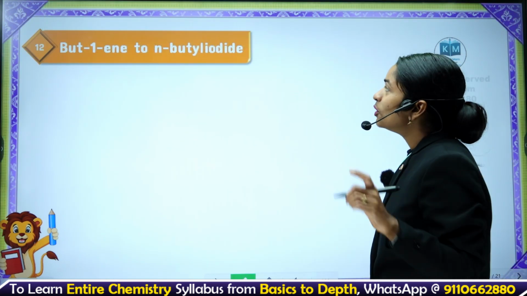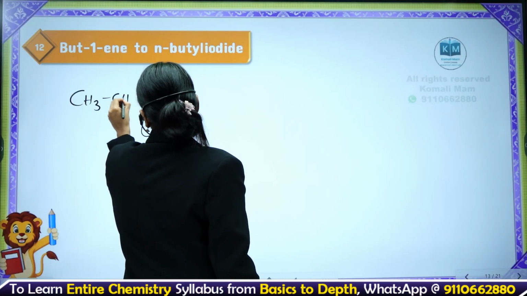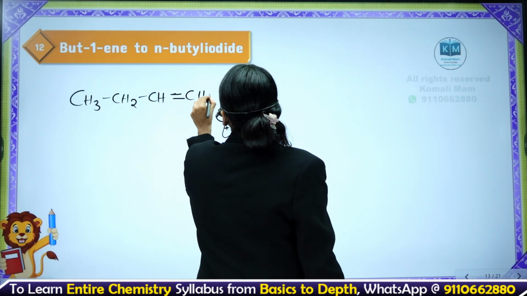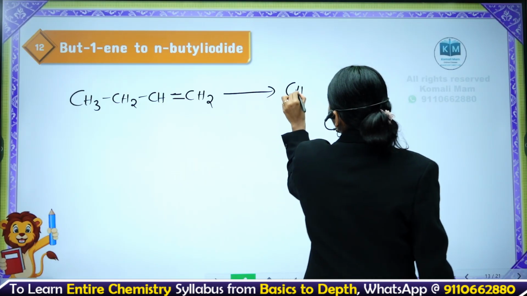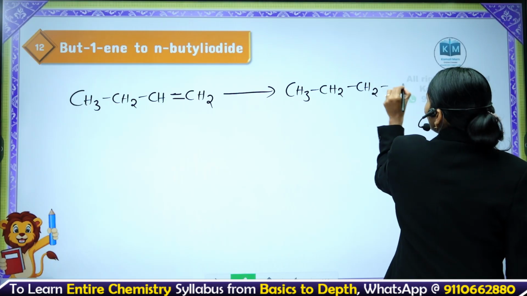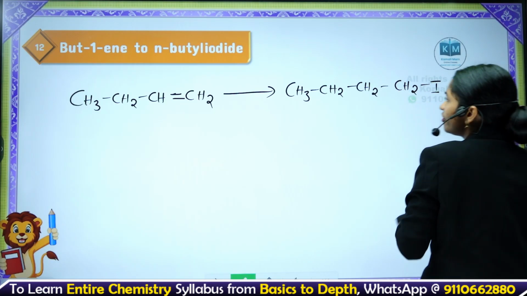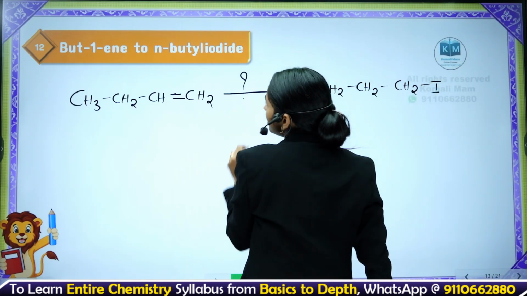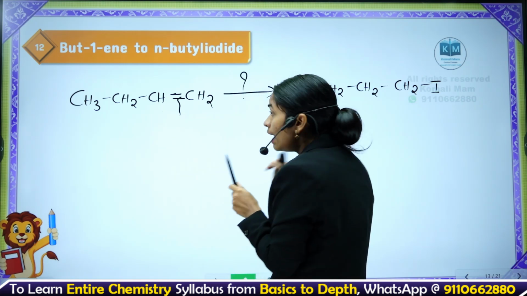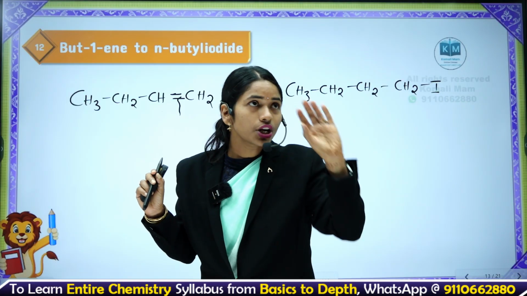Next question. But-1-ene to n-butyl iodide. Ma'am, how can I get this butyl iodide? See, what is the difference here and here? You are breaking this bond, you are putting one H here, one iodine here. First, you have to see what is the difference between both. Okay, one HI is the difference.